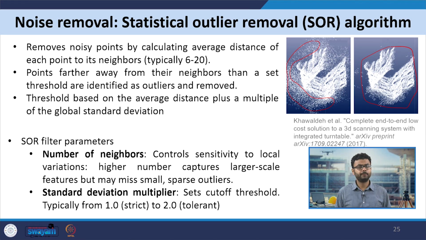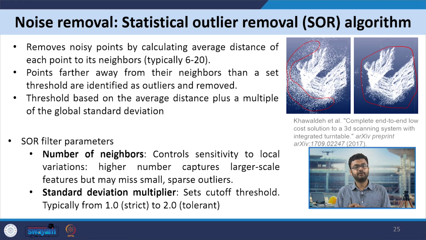There are two main parameters for the SOR algorithm. First is the number of neighbors, which controls the sensitivity to local variation. A higher number of neighbors will capture larger-scale features but may miss small or sparse outliers. The second filter parameter is the standard deviation multiplier, which sets a cutoff threshold.